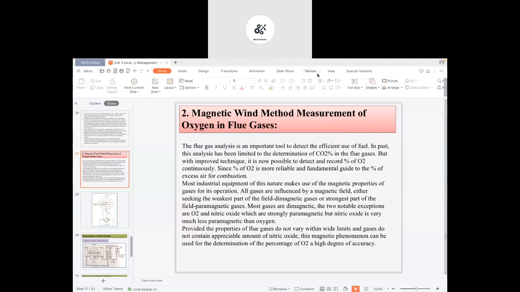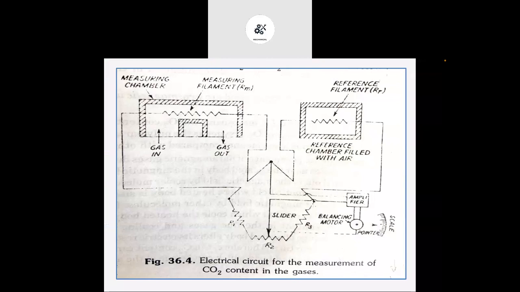Okay, so we will start today's lecture. In the last lecture, we saw the measurement of CO2 gas through the method of measuring the thermal conductivity of the gas.